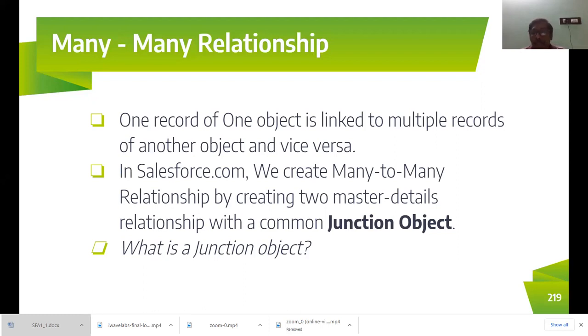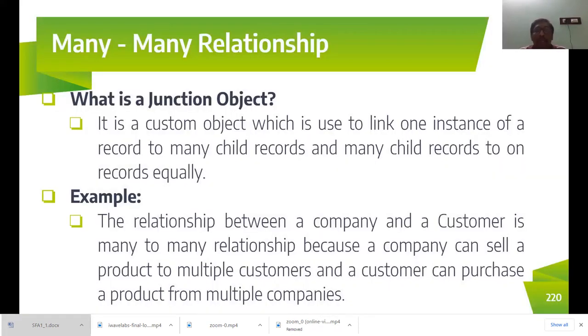In Salesforce, in the many-to-many relationship, we are going to create two master-detail relationships with a common junction object. I keep on telling you junction object. What is a junction object? Now we're going to discuss the junction object. It is a custom object which is used to link one instance of a record to many child records and many child records to one record equally, right? The junction object is going to be a custom object which is used to link one instance of one record to many child records, and many child records to one record equally, right? Let me show an example.